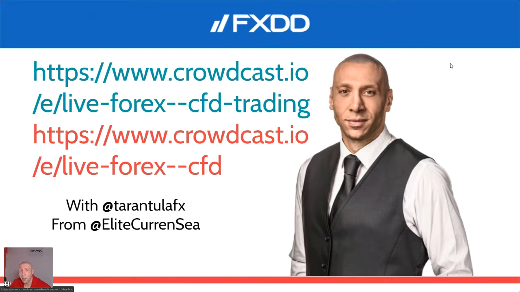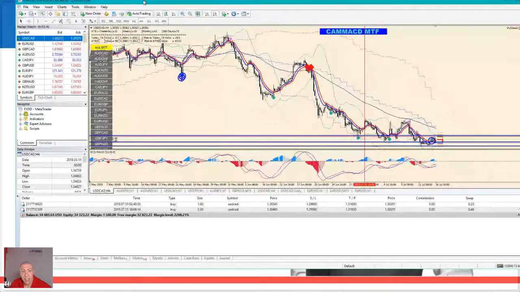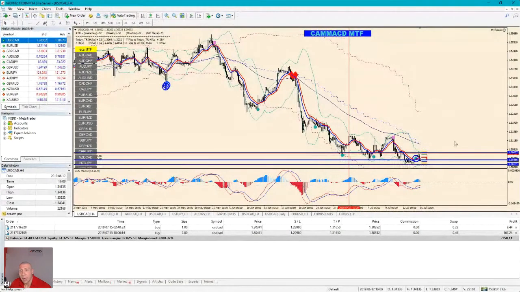Now, let's start with the trading. Let's open the template. And our trade is currently the dollar CAD, guys. Here, basically, we have, as you can see, a live running trade on the dollar CAD.